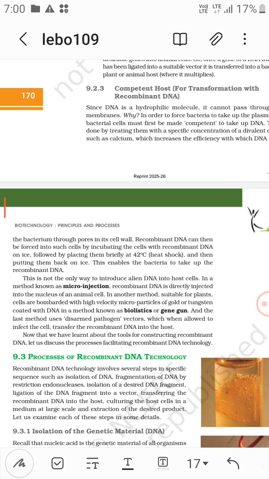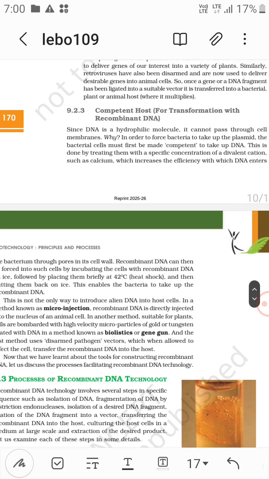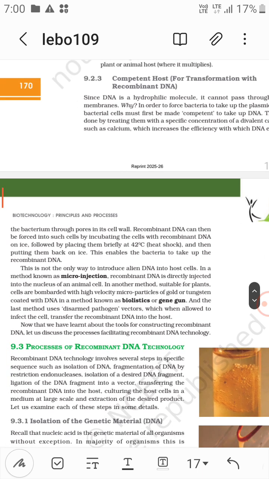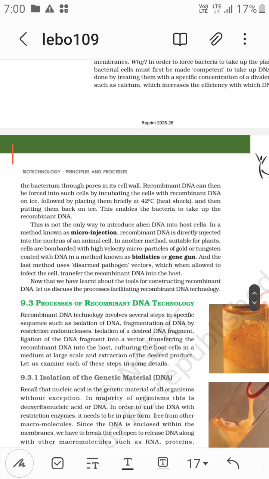The recombinant DNA can then be forced into such cells by incubating the cells with recombinant DNA on ice, followed by placing them briefly at 42 degrees Celsius, heat shock, and then putting them back on the ice. So first, calcium divalent cation, then ice, then 42 degrees Celsius heat shock, and then ice. This enables the bacteria to take up the recombinant DNA.